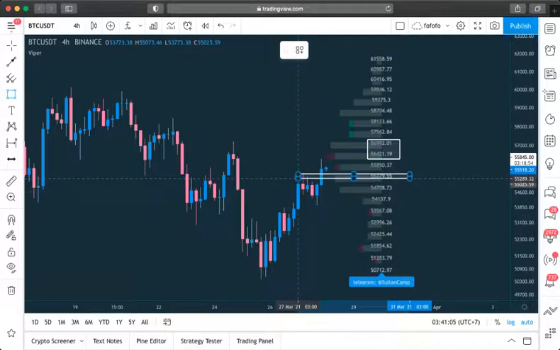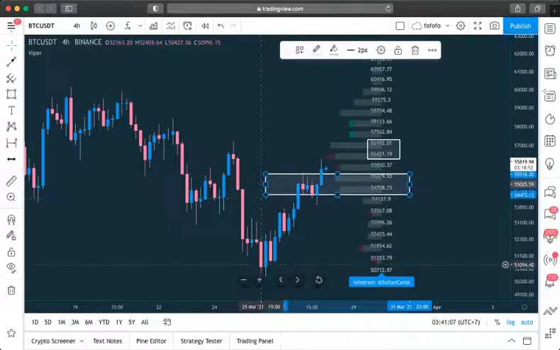You can also see below the current candle we have a fat block. We have two fat blocks. So that means $54,700 and $55,200 are strong support. It should hold price here.